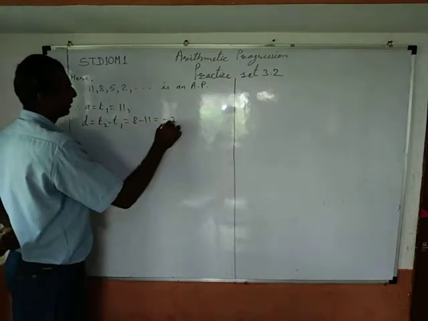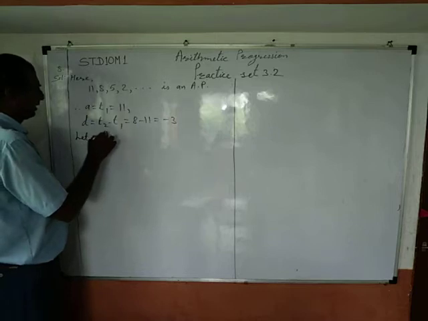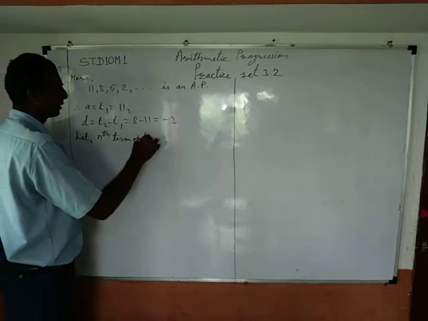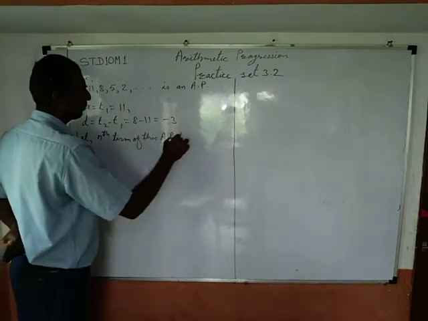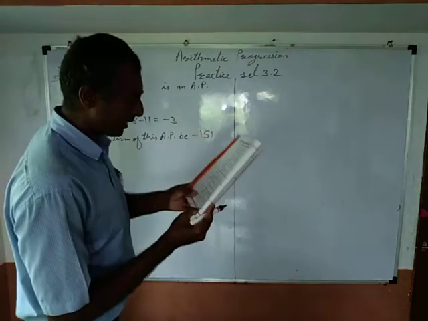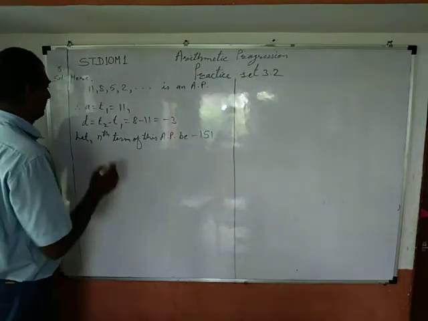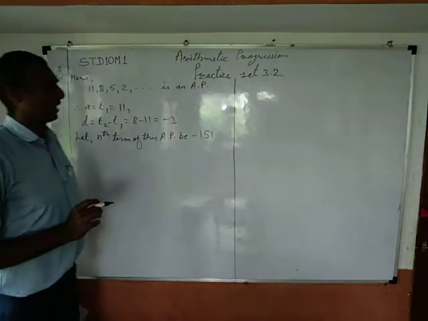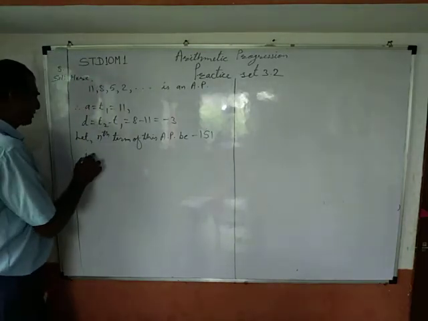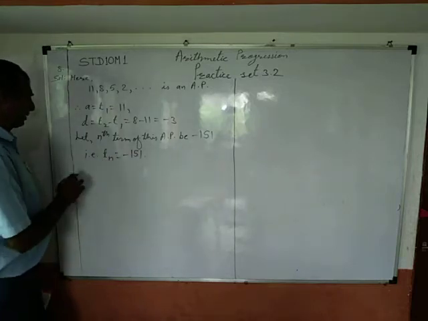D equals T2 minus T1 equals 8 minus 11 equals minus 3. Okay, let the nth term of this AP be minus 151. He is interested in which term is the number minus 151. Let the nth term of this AP be minus 151. That is, Tn equals minus 151.